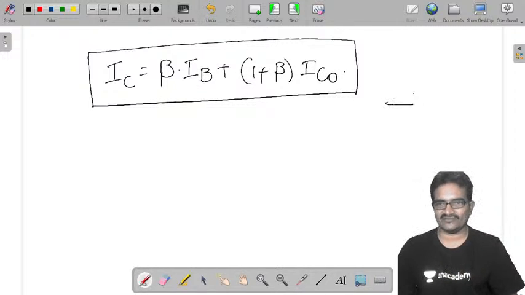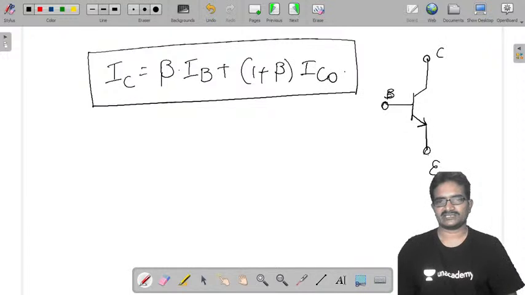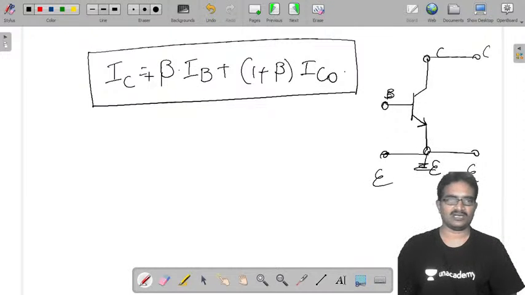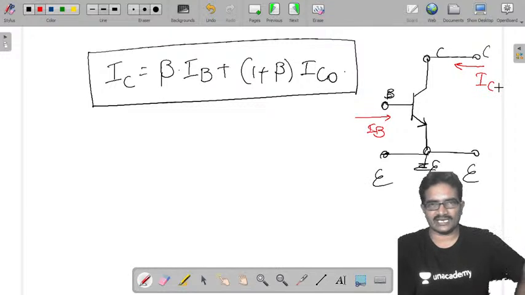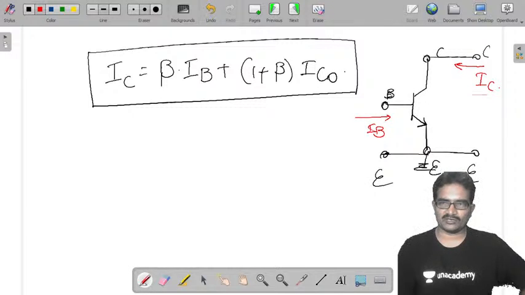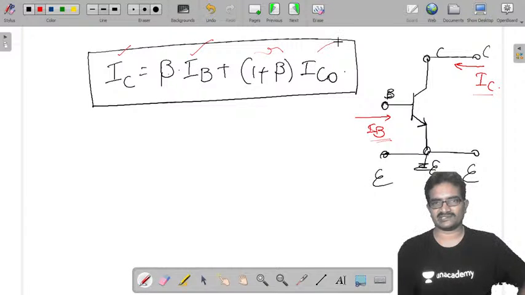Because in CE, we know the transistor symbol. This is NPN transistor: collector, base, emitter. CE means emitter is common to both input and output. So this is the common terminal. Now the input is IB. Here output is IC. Output is IC, the output current in terms of input current, the base current. So IC is beta times IB plus 1 plus beta times IC naught.